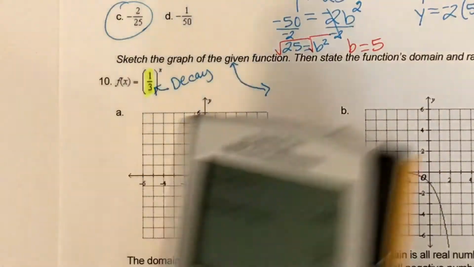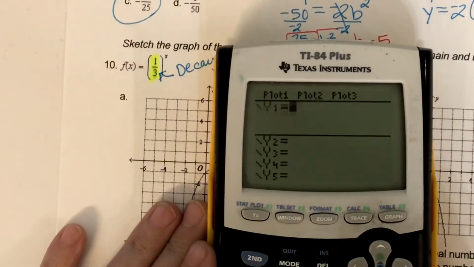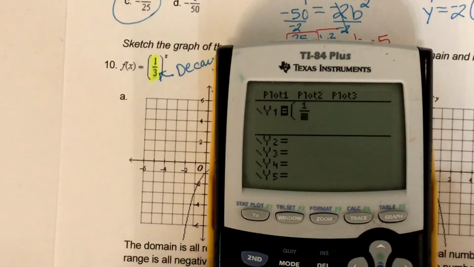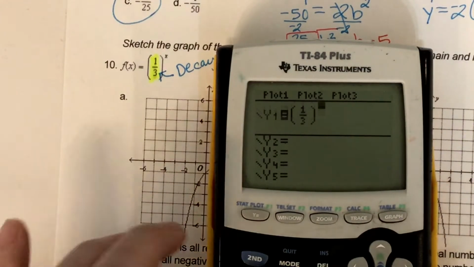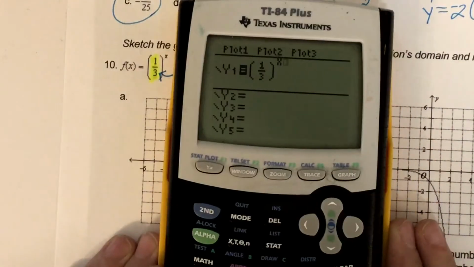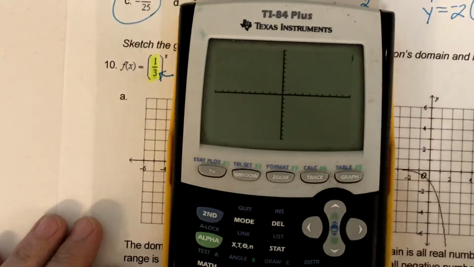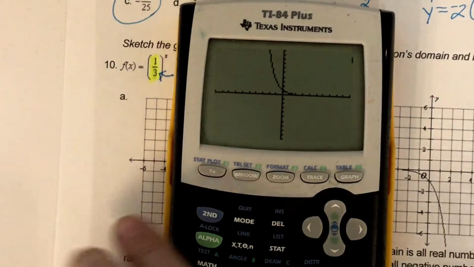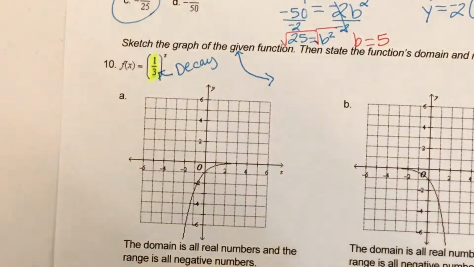And then, of course, you could always go to y equals, and you could type it in if you wanted to see the actual picture for yourself. You could always go to y equals, type in your 1/3 raised to the x, and you could see the picture, which is D. All right, moving on.